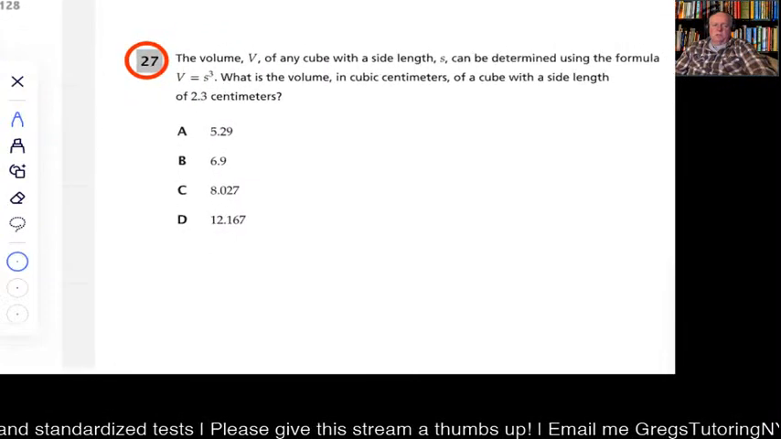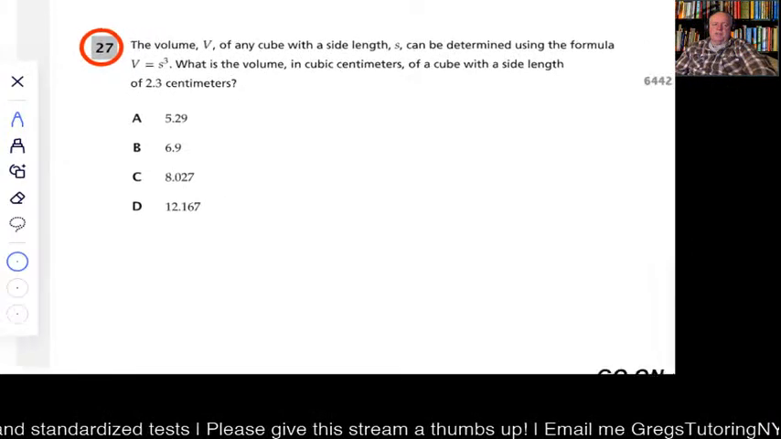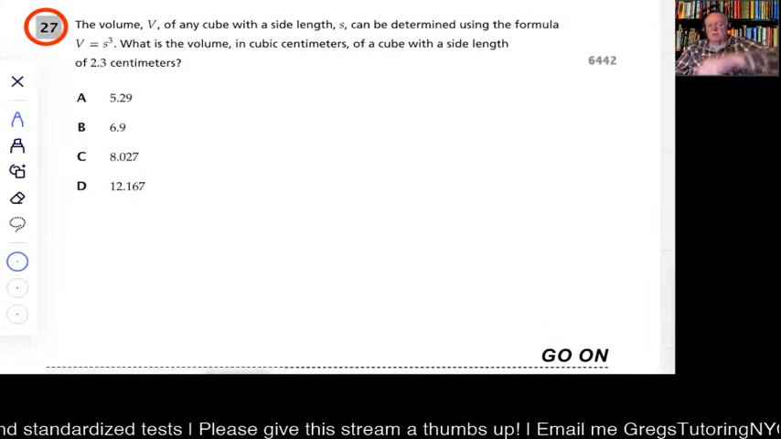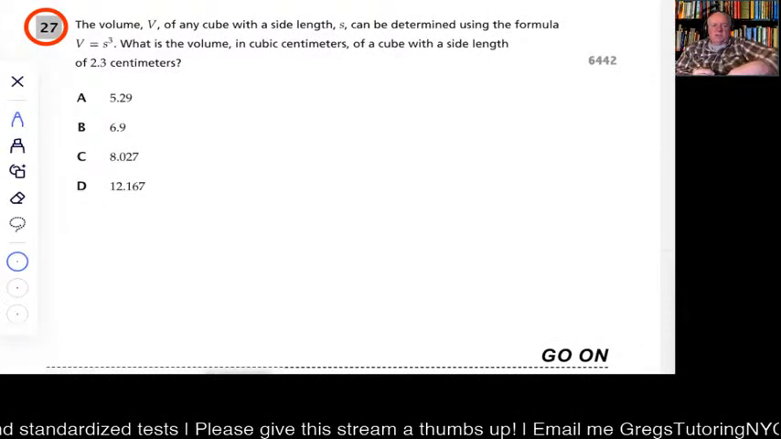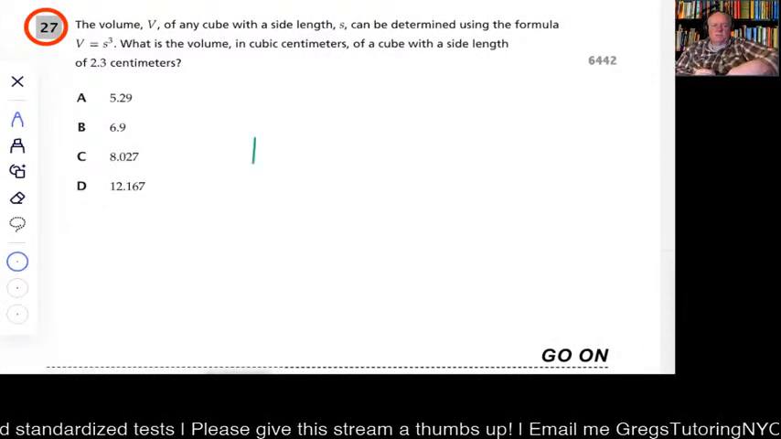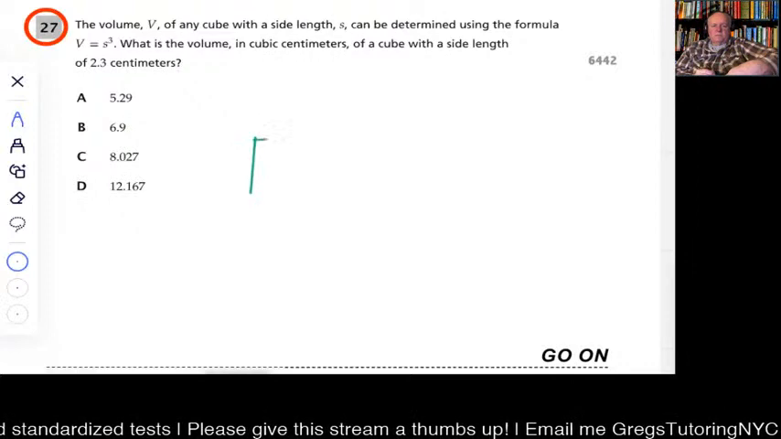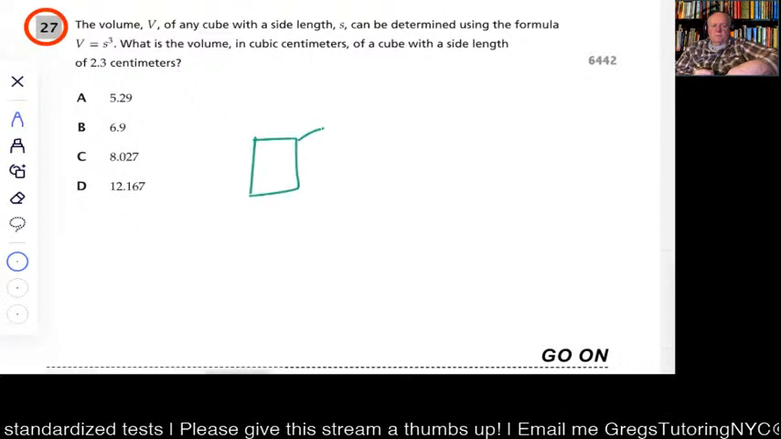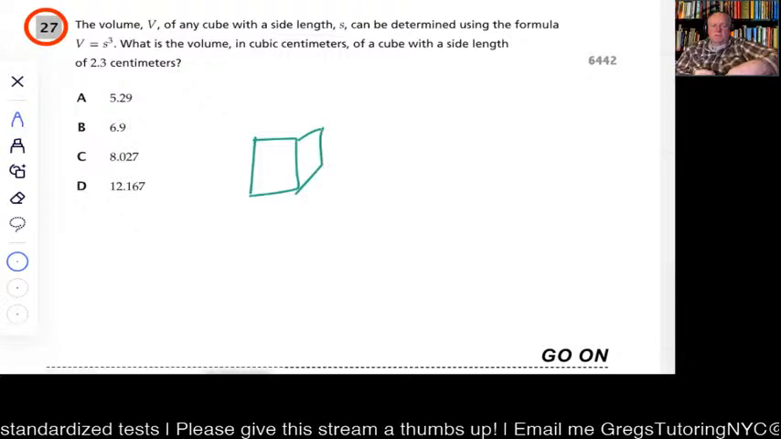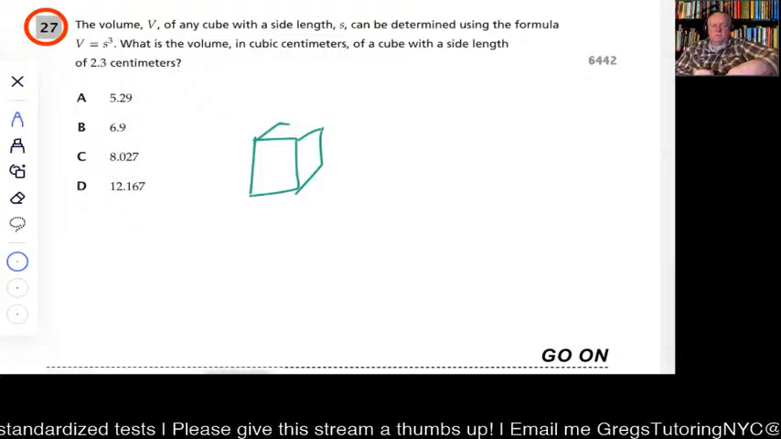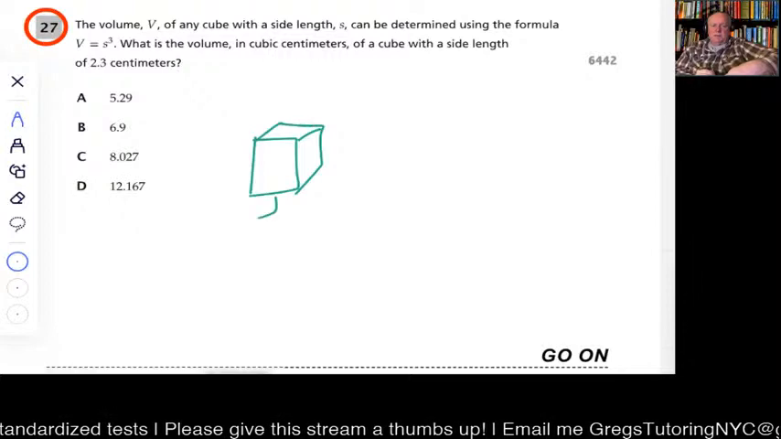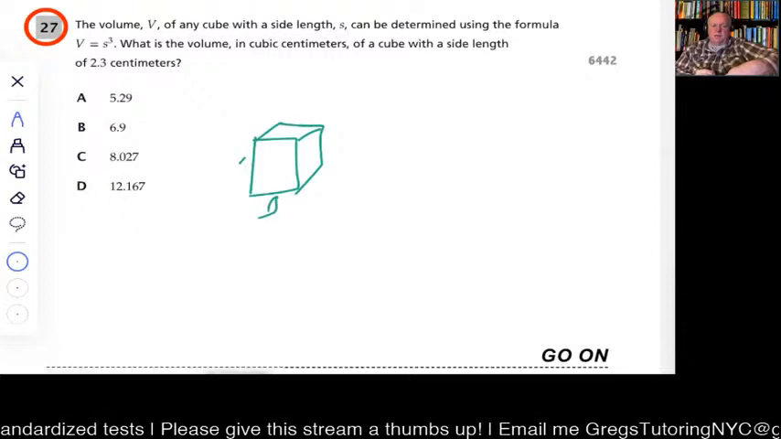Okay, so 27 is almost straight up arithmetic. The volume V of any cube with a side length S. So we have a cube. We're going to visualize it. The length of its side is S, and since it's a cube, by definition, every side here, including the ones I didn't draw, is S.